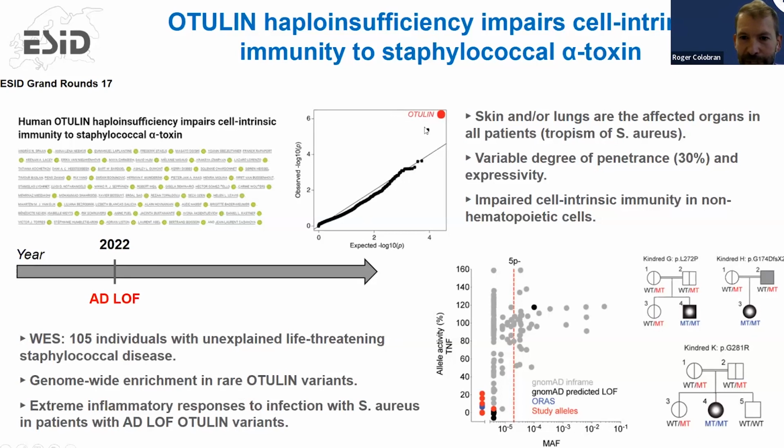And the patients carrying monoallelic loss of function mutations in the OTULIN gene had extreme inflammatory responses to infections via Staphylococcus aureus, mainly manifested in the skin or in the lungs. They showed that the penetrance was not complete, in fact quite low, 30%. And that defect was due to an impaired cell-intrinsic immunity in non-hematopoietic cells, so in fibroblasts, in skin cells, in lung cells, in response to this infection.